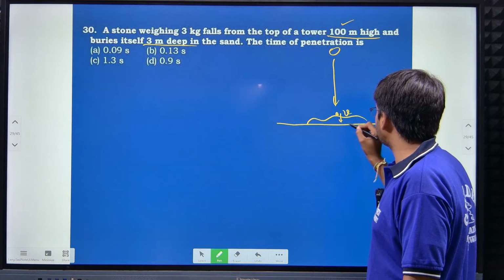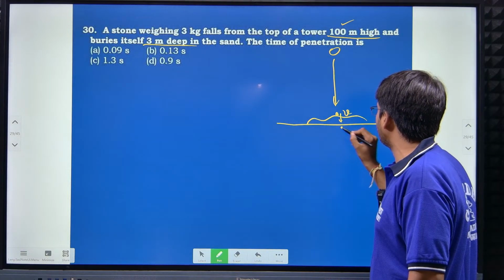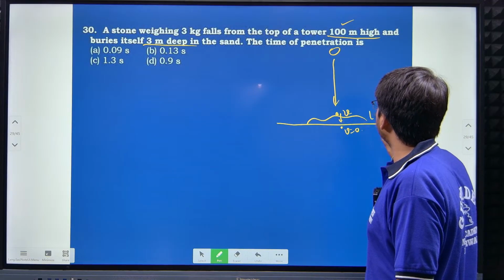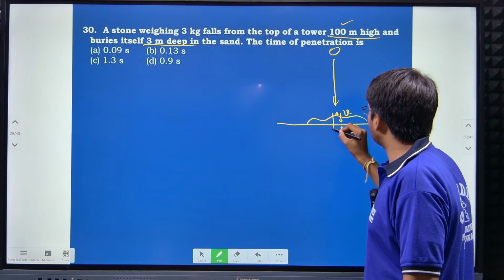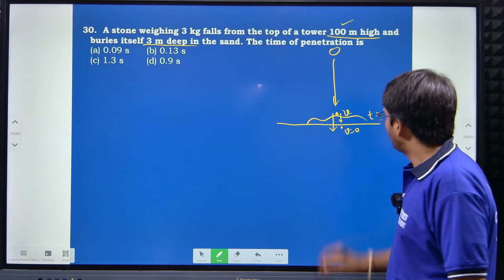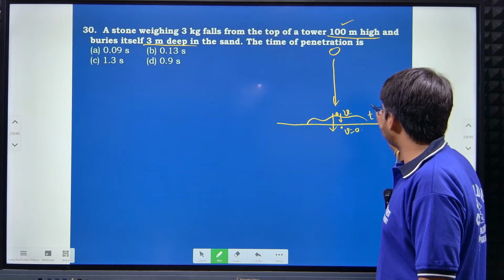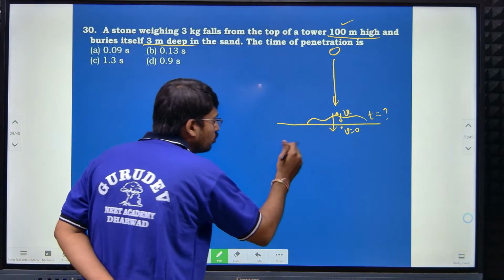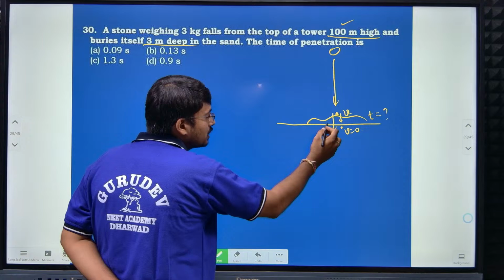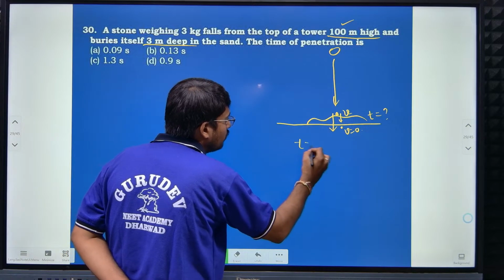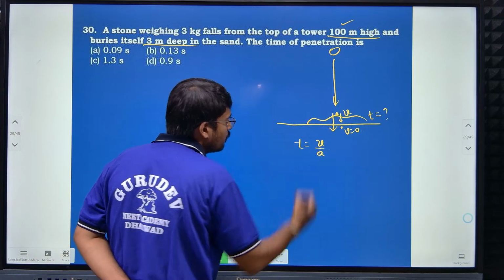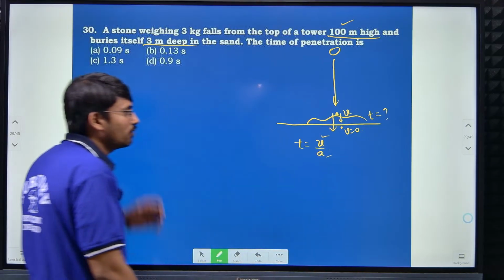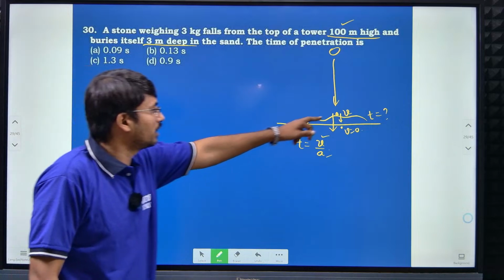If it moves 3 meter deep in the sand, the final velocity will be 0, we know it. So in that case, what is the time taken to move from the surface to that particular point? How can we write this? We can use the first equation of motion. What is that? v equals u plus at. v is 0 and acceleration is in the opposite direction, so t we can write as u divided by a. So first we have to find the acceleration, and also the initial velocity at this particular point.